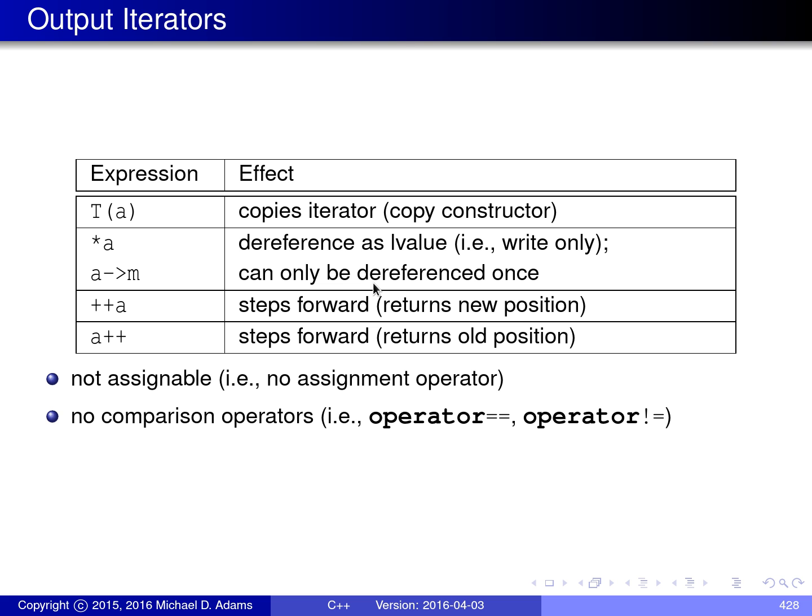Furthermore, another important constraint is that you can only dereference a particular element once. Output iterators also provide the prefix increment and postfix increment operations, which step forward to the next element in the sequence. Output iterators are not assignable, so you can't assign one output iterator to another, and they don't provide any comparison operations, so you can't check to see if two output iterators are equal or not equal.